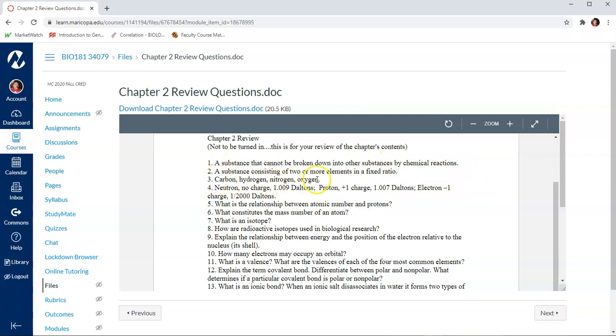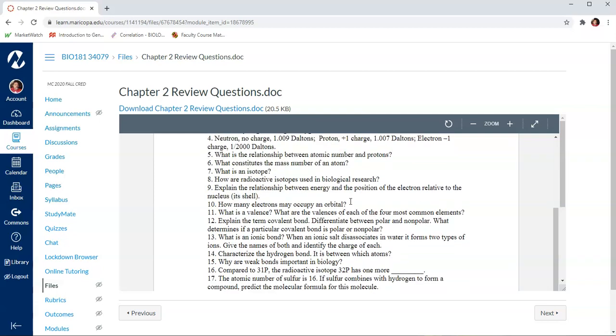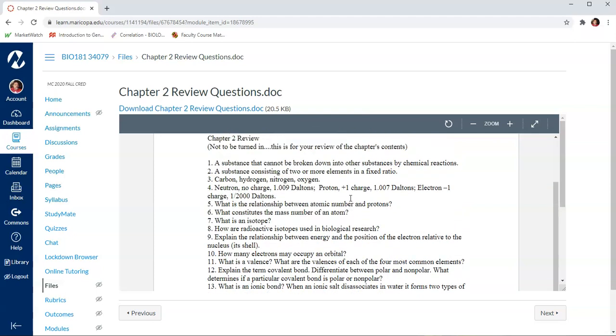Carbon, hydrogen, nitrogen, oxygen. These are the four most common elements in living systems. It talks about how you should know a neutron has no charge. Its molecular mass is 1.009 daltons. And all this stuff is covered in the PowerPoint or the lecture.